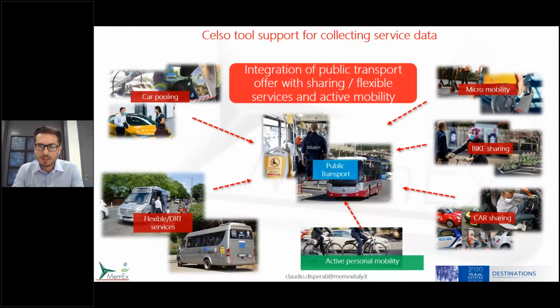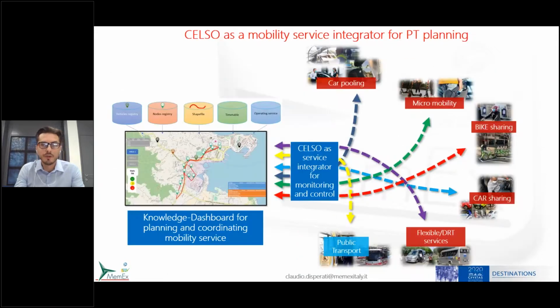And we know also that public transport has to be integrated with other kinds of services. As an example, micromobility, bike sharing, car sharing, carpooling, flexible or DRT services, and also with active personal mobility. And also in this case, CELSO can offer its support, because as said before, CELSO can work also as a mobility service integrator in order to monitor the service and to aggregate the data collected by each system or service.